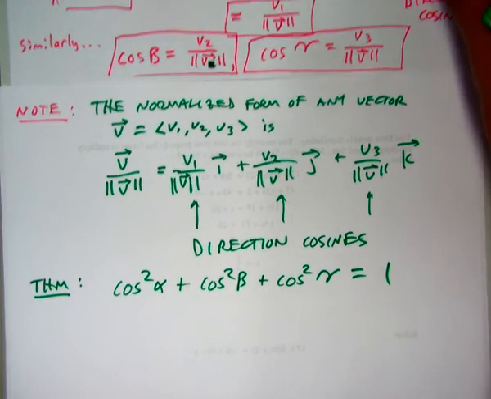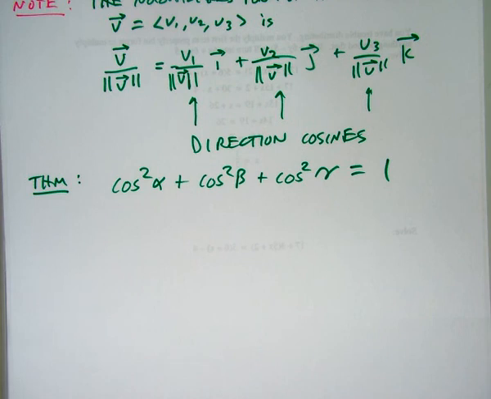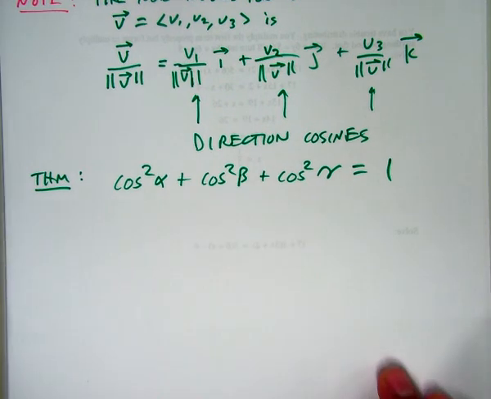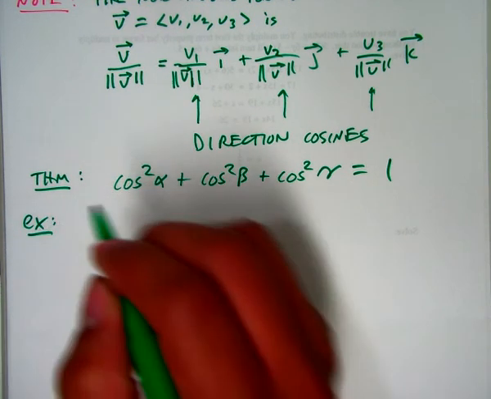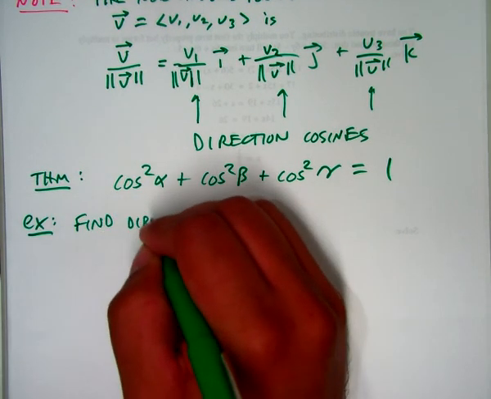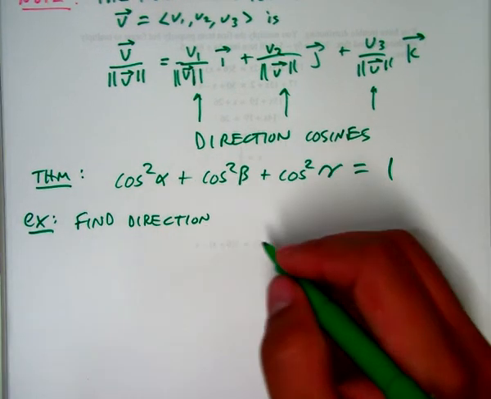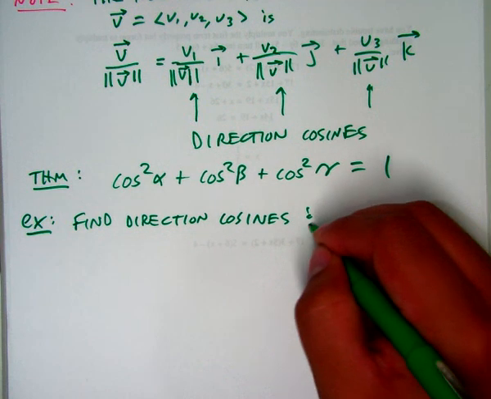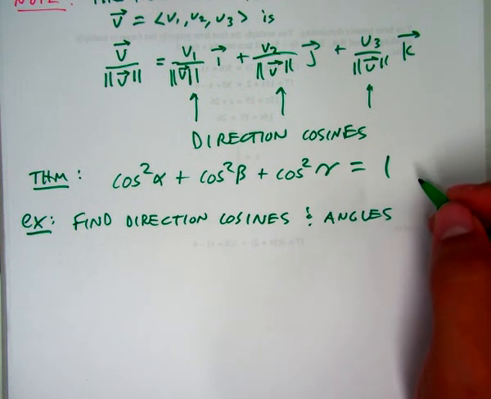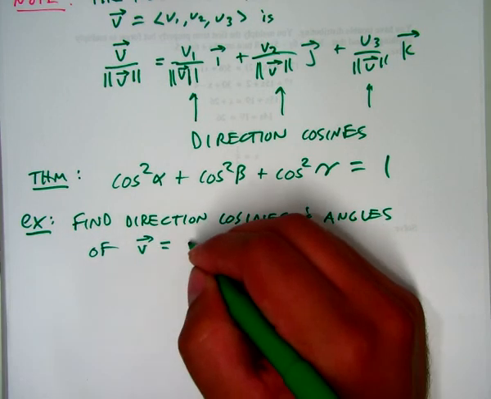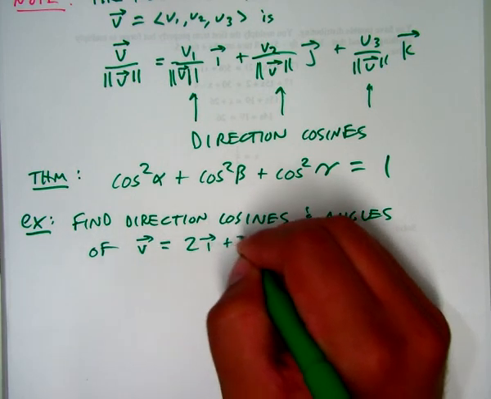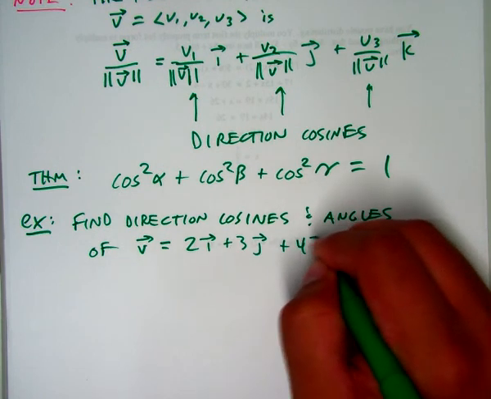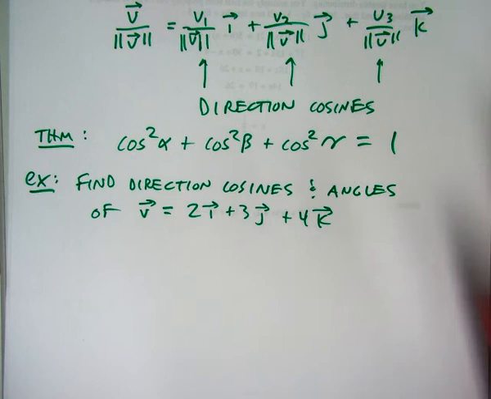We'll finish with one problem, and then we'll finish up tomorrow. So here's an example. Let's say we want to find the direction cosines and angles of v equal to 2i plus 3j plus 4k. So find the direction cosines and then an angle in degrees, to the nearest degree.